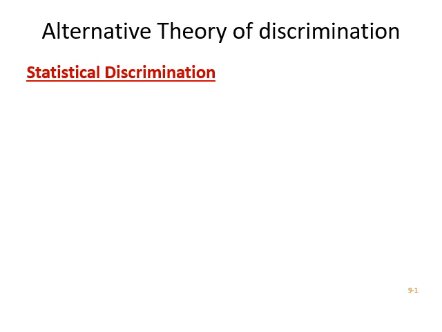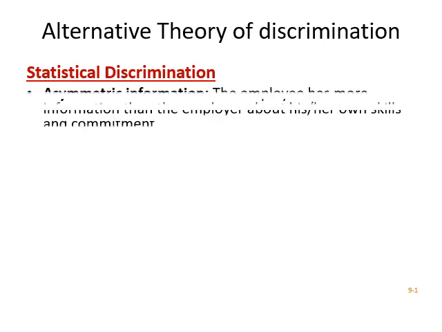Okay, so far we talked about the taste for discrimination model, but there are some alternatives to this, and so we're going to look at one of them in a little bit of detail. This is so-called statistical discrimination. So let's talk about where this comes from.